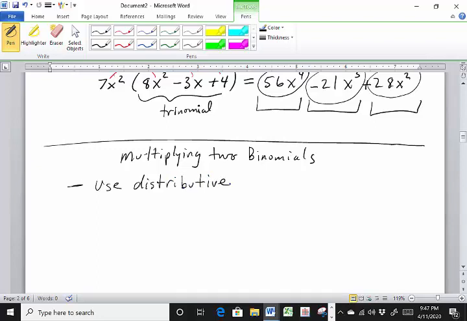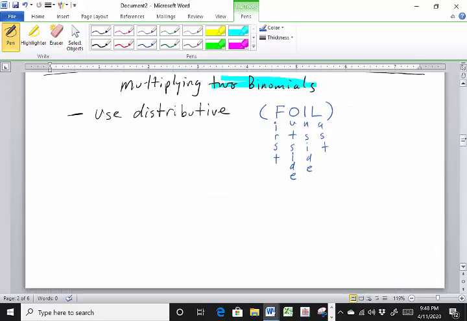Okay? And there's a specific name for when you multiply two binomials. We can use what's called FOIL. You might have heard this before, FOIL. And this just means the first, the outside, the inside, and then the last. Okay? So first terms, outside terms, inside terms, and the last terms. Again, it's just the distributive law. It's just a specific name for multiplying two binomials.